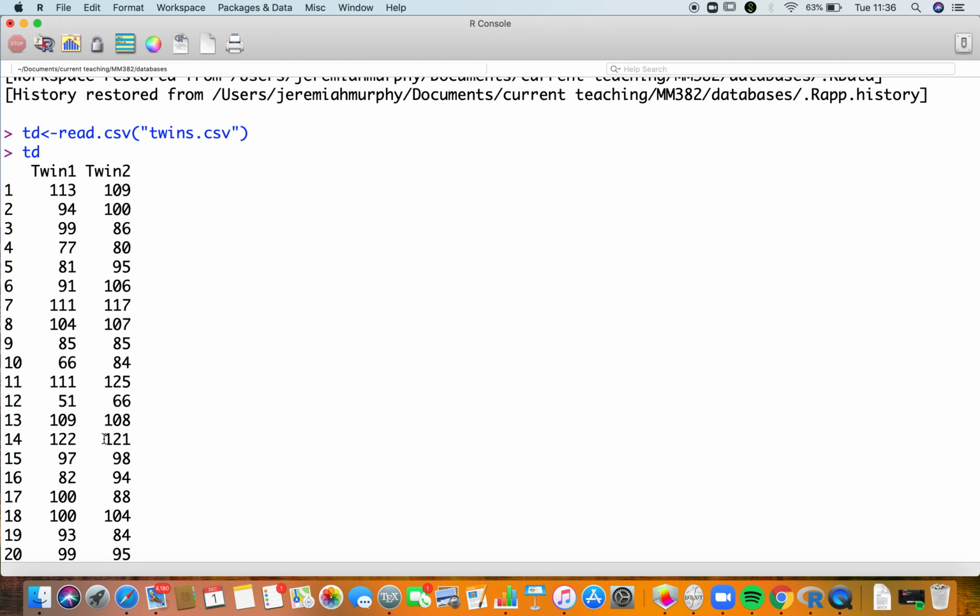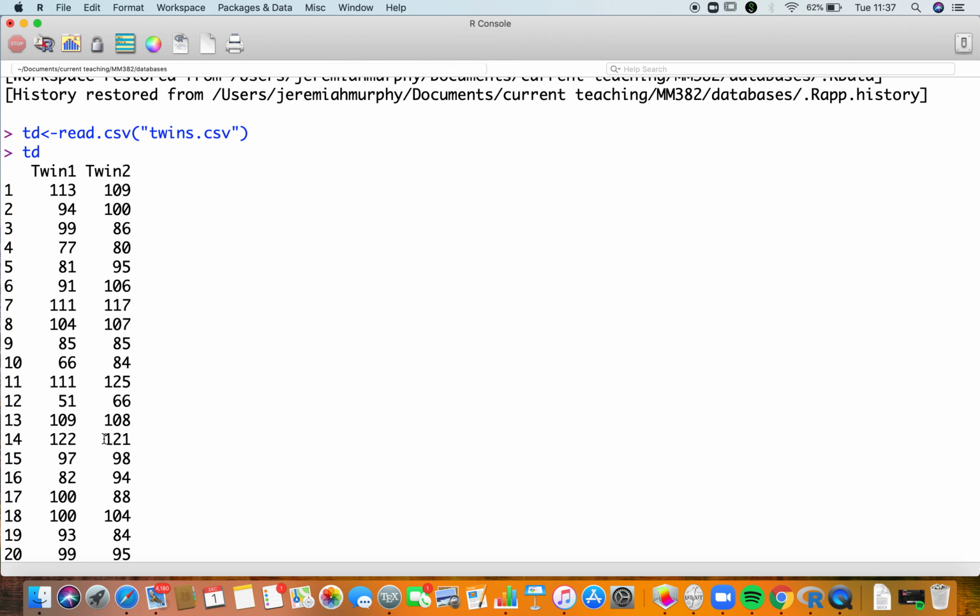So this is the data for sets of twins. There are 32 sets of identical twins, and here are the IQ scores. Twin one is raised by biological parents, and twin two is raised by non-biological parents, and we want to see if there's a difference between the IQ scores. I know this has a kind of eugenics feel to it, but let's just do this as an example.